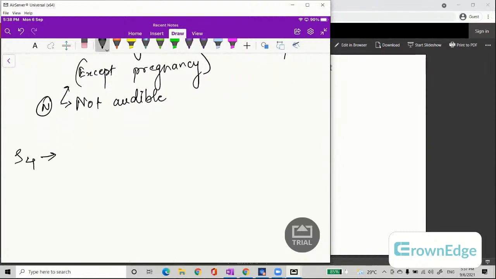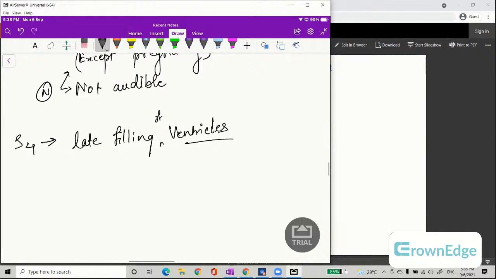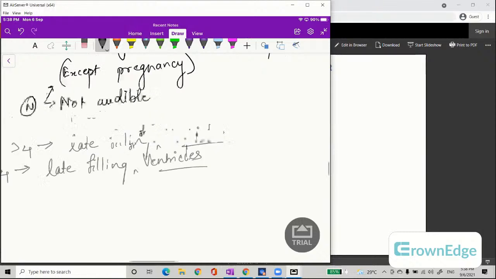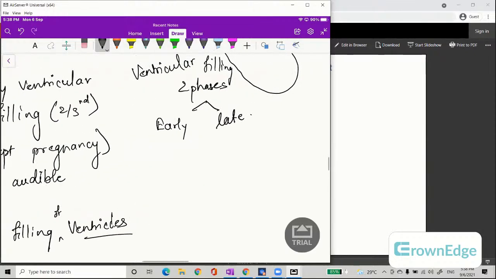And when we talk about S4, that means that is going to happen whenever the late filling of the heart is going to happen, in the phase of late filling of ventricles. At that point, you are going to hear the S4 sound. What is the difference between early filling and late filling?